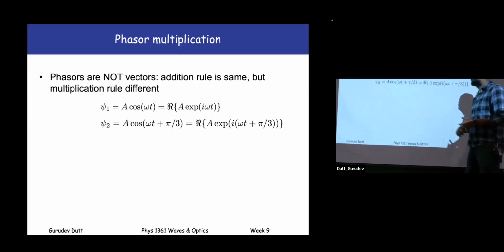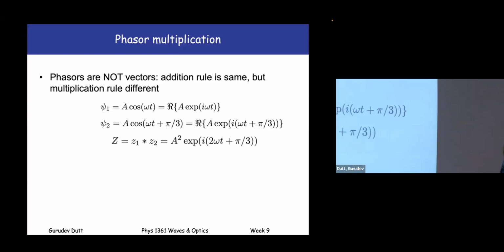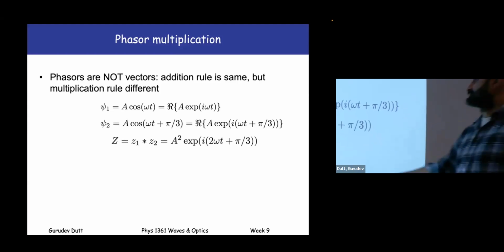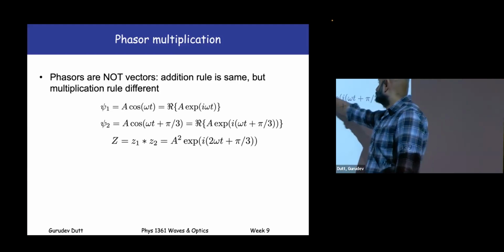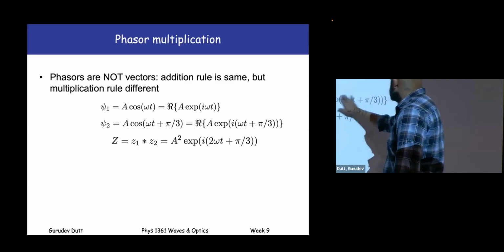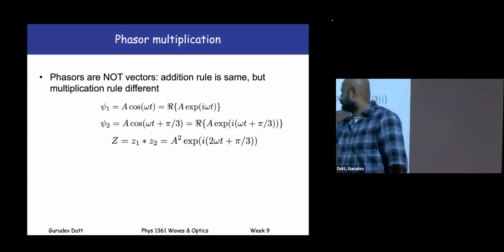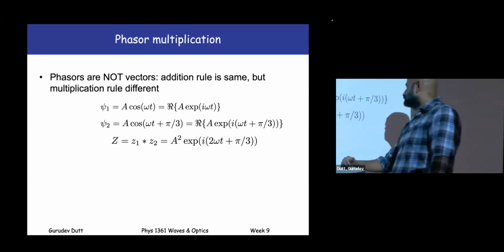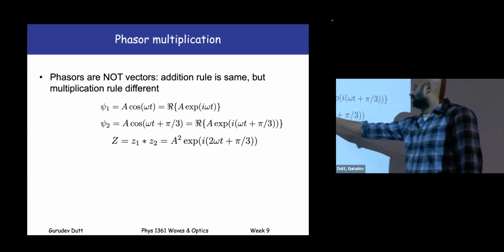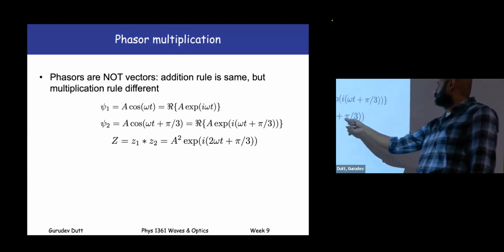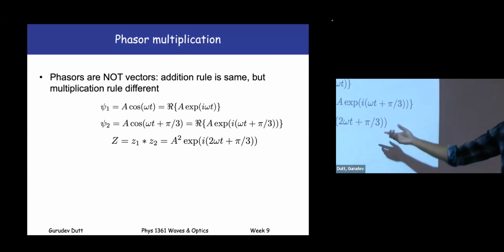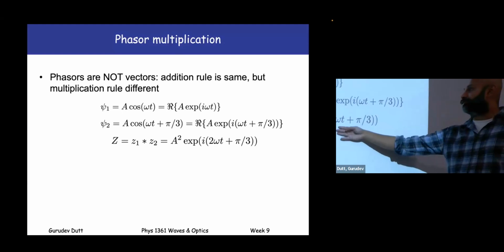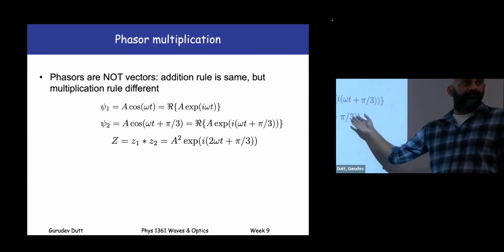And that can be made immediately obvious by looking at psi 1, which is a cosine omega t, and psi 2, which is a cosine omega t plus pi over 3. If I were to multiply the phasor z1 and the phasor z2, that's z1 star z2 using complex multiplication, I would simply get a squared e to the i 2 omega t plus pi over 3. And if I took the real part of that, I would get cosine 2 omega t plus pi over 3.